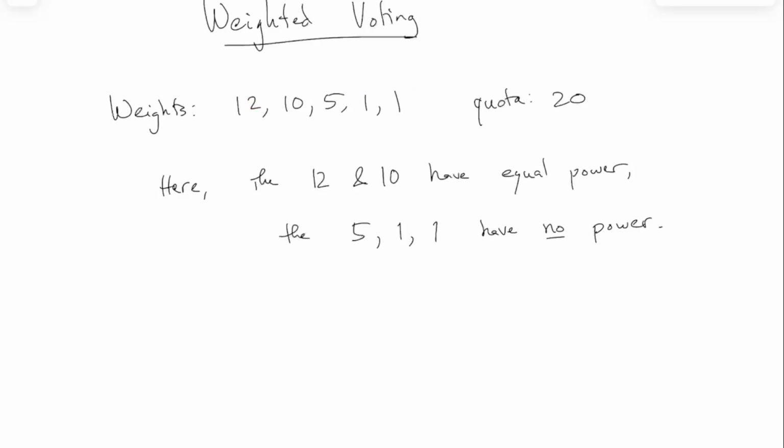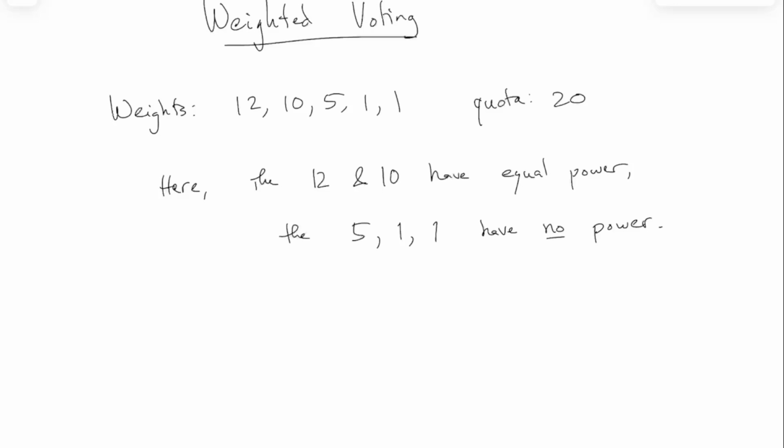So for that reason, the 12 and the 10 are both powerful, but they have to go together in order to make it happen. And so actually the 12 and the 10 have equal power. The 12 is not more powerful than the 10 in this system. And the 5 and the 1 and the 1, there's no scenario in which those three can make any difference at all in terms of making it to 20. And so they have no power. This is complicated, and that's what we want to talk about in more detail.